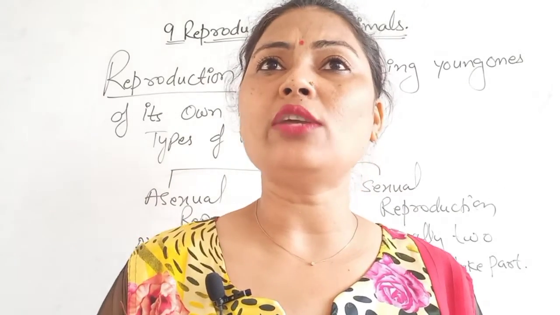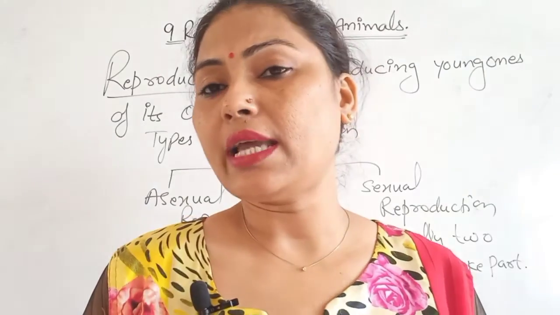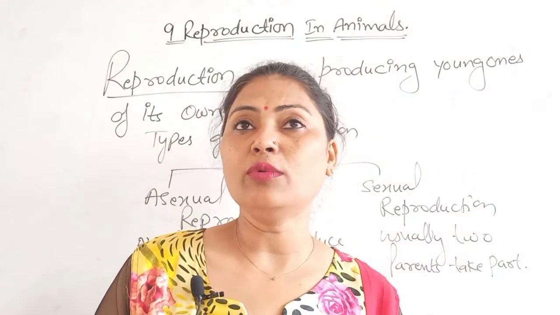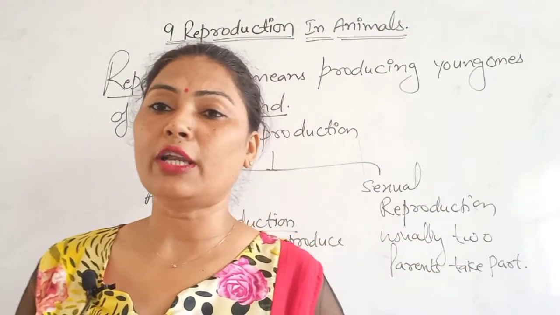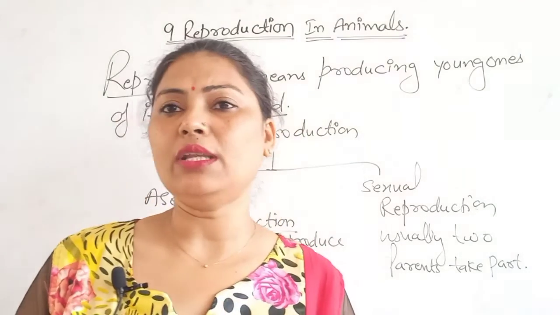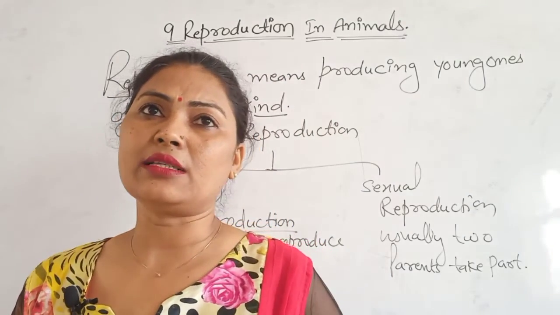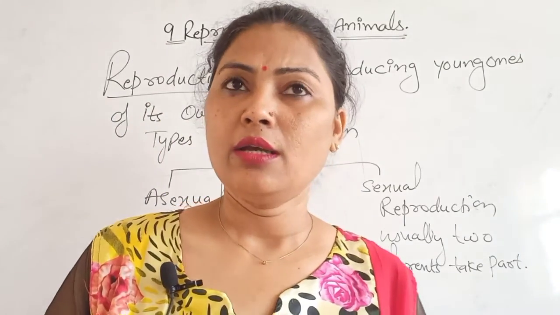And what is menopause? Ceasing of menstruation in human females. The menstruation cycle will cease in human females around 40 to 45 years, or between 45 to 50 years, it will just cease. So that is called menopause.